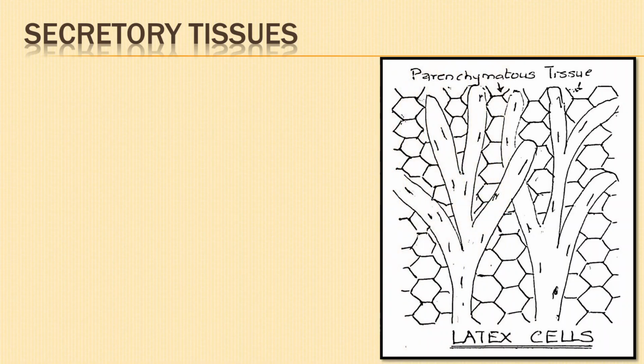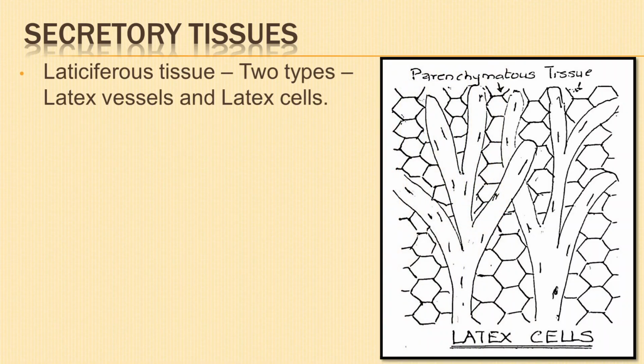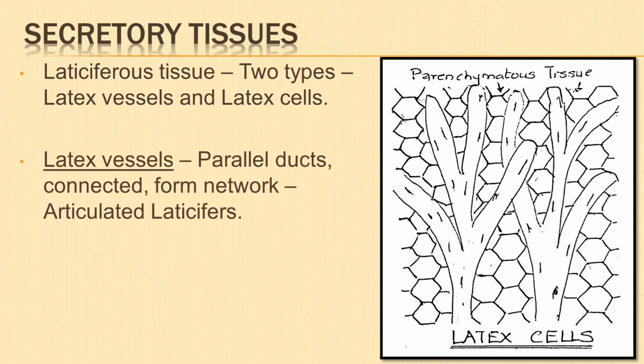Latissiferous tissue are of two types: latex vessels and latex cells. Latex vessels are rows or more or less parallel ducts connected with one another by the fusion of their branches, forming a network. Hence, they are also called articulated laticifers. They are found in Poppy family.